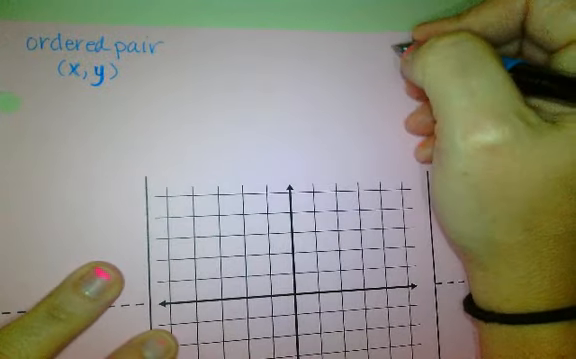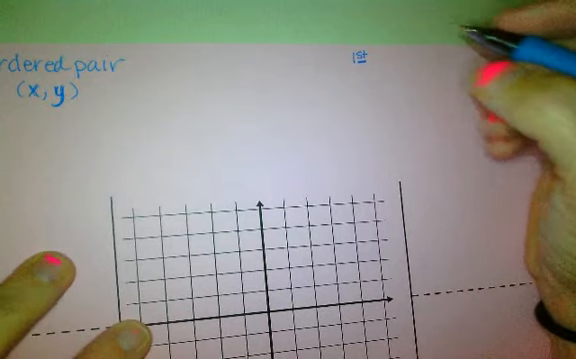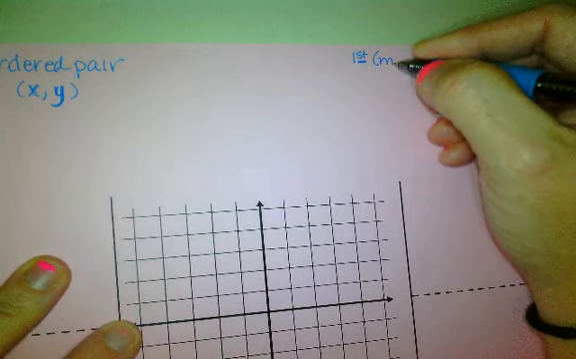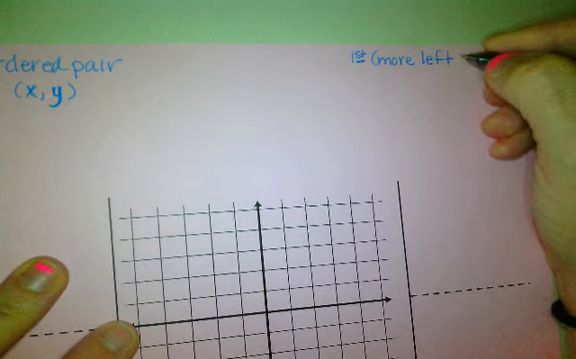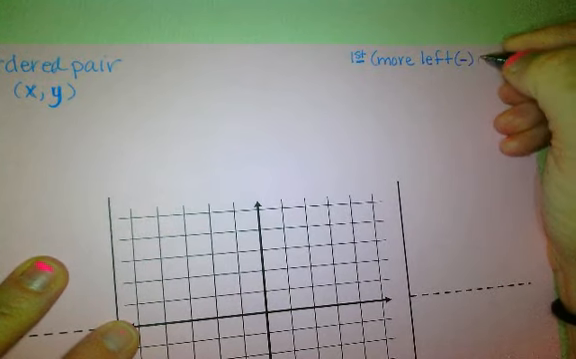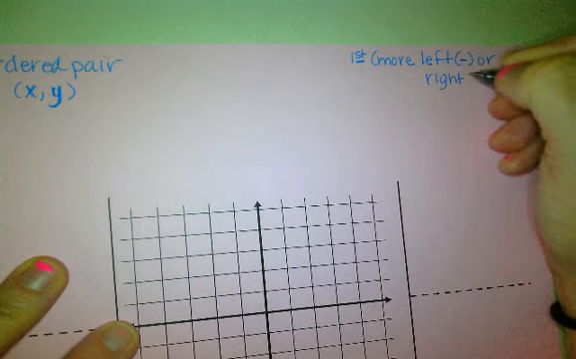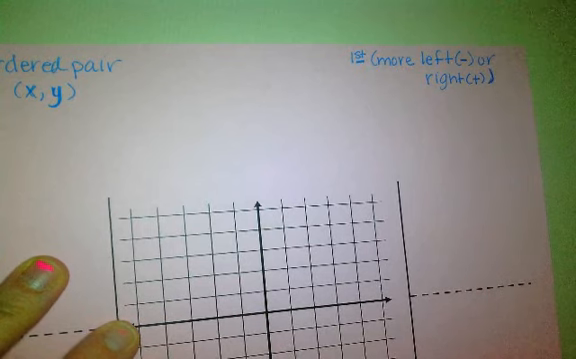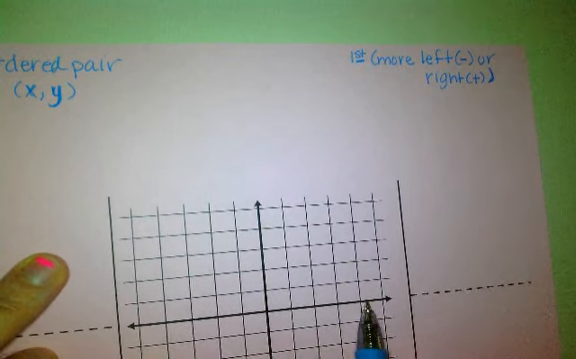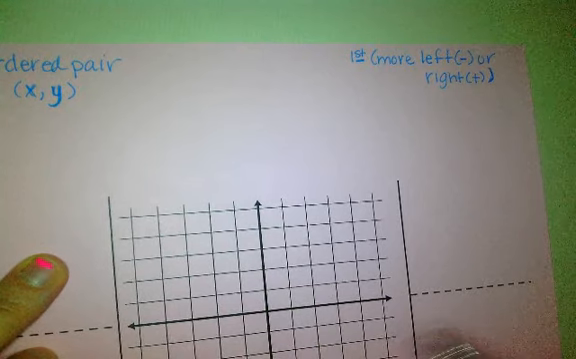You always begin, so first, you always move left, which is negative, or right, which is positive. Okay? That's first. So you either go left or right first, whichever way your point is.